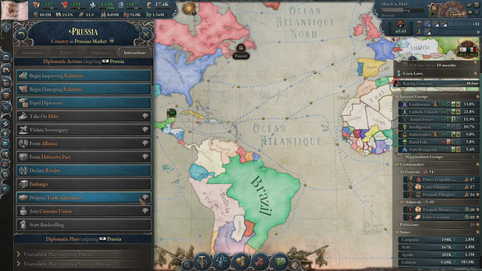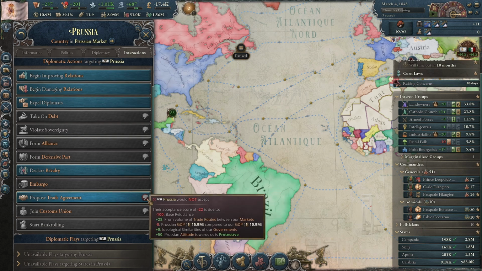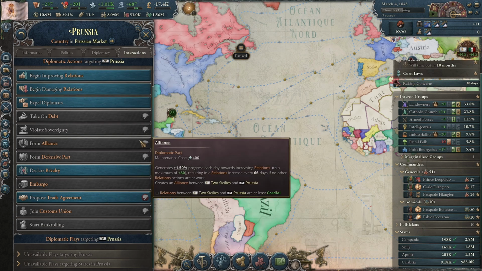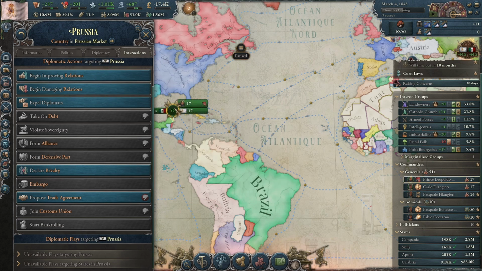Here, Prussia is not willing yet to enter into a trade agreement with us, but we're at plus 28 right now from the volume of trade routes between our markets. And so by being in free trade and therefore able to support more trade across the board, you can create more diplomatic friendships. And that's a great way to expand your interests too. If you can just trade with somebody until they're willing to join your customs union, then you didn't even have to spend the money to naval invade them.